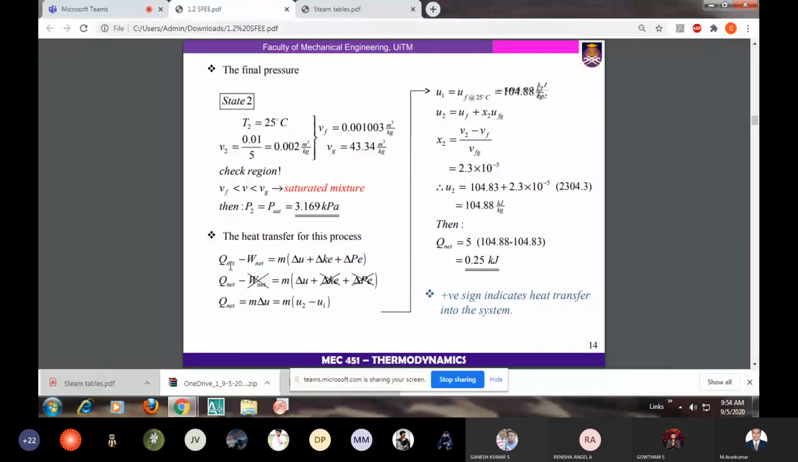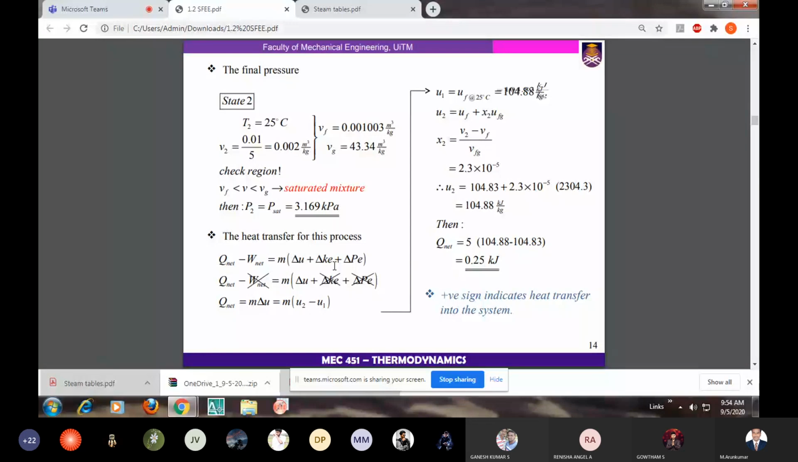Then the heat transfer for this process could be found by using the energy equation. That is Q net minus W net will be equal to mass into delta U, that is change in internal energy plus change in kinetic energy plus change in potential energy. And here there is no work done, so we can neglect. Also there is no velocity, so we can neglect kinetic energy. Also there is no elevation, so we can neglect. So the final term will be Q net equal to M into change in internal energy.